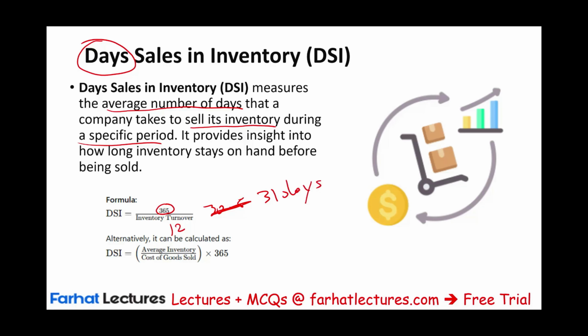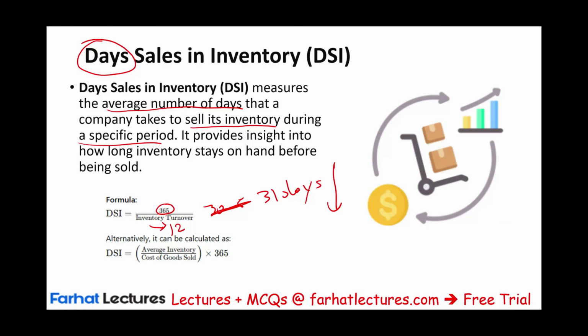It means for this company, which I computed the inventory turnover to be 12 earlier, it takes them around 31 days to sell whatever they buy on average. Now you want this number to be low, and this is how they try to confuse you on an exam, or the CPA exam or the CMA exam.